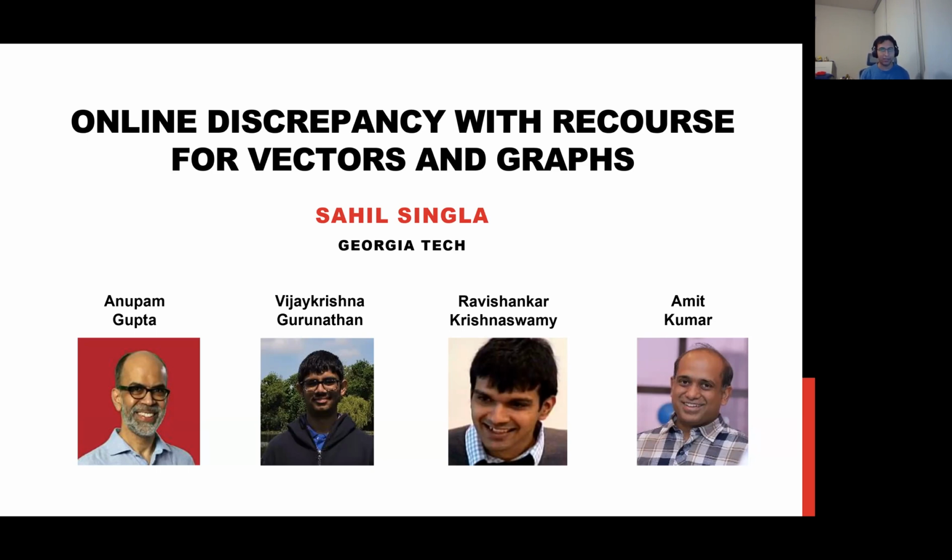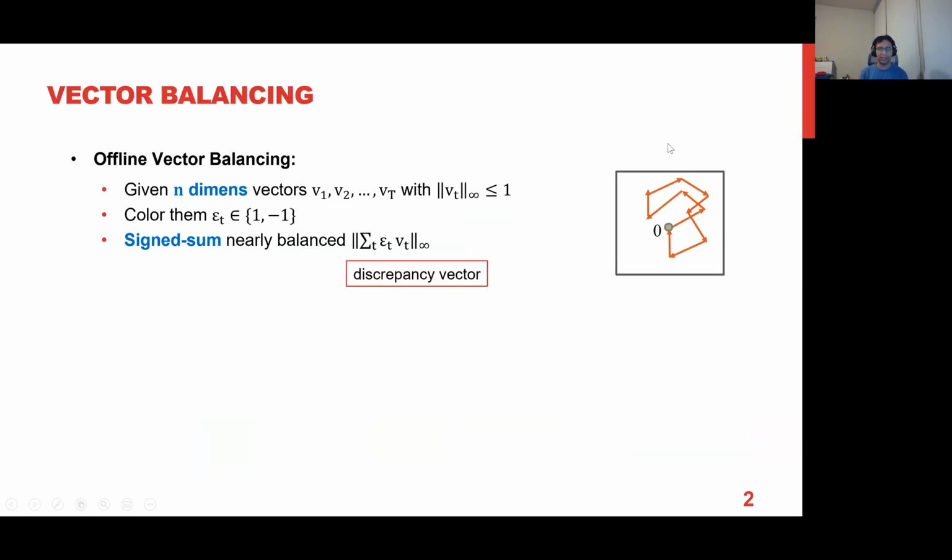So let's start by recalling the classical discrepancy minimization problem for vectors. This is known as the vector balancing problem. You're basically given a bunch of vectors, capital T vectors in n dimensions. To keep these parameters in mind, n is the number of dimensions and capital T is the number of vectors. You should think of n as being some small number, like say 5 or 10, but capital T is very large. So you have many, many vectors.